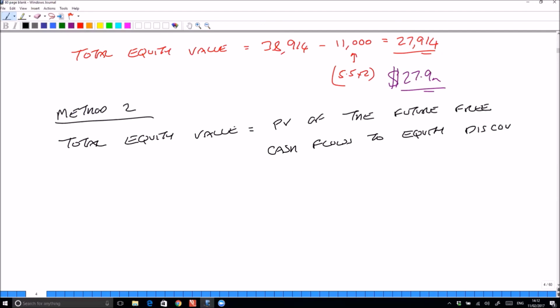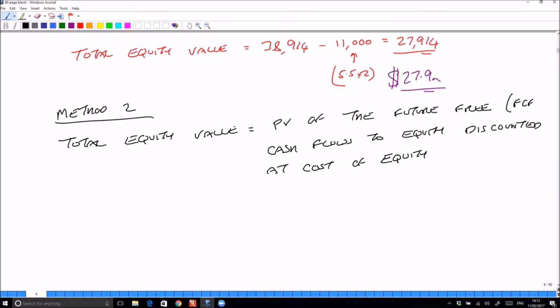And once again, there's good matching here. If you're using future free cash flows to equity, what do we discount at? It's discounted at the cost of equity. And here we're looking at the free cash flows available to the equity holders, and we're discounting at the return the equity holders want. And what does it give us? It gives us the value to the equity holders, doesn't it? And hopefully you can see there's good matching here.